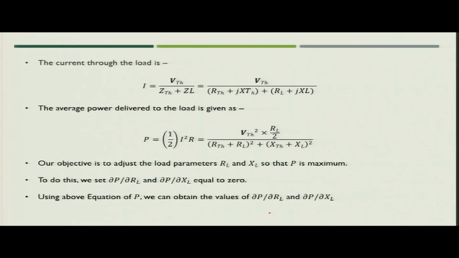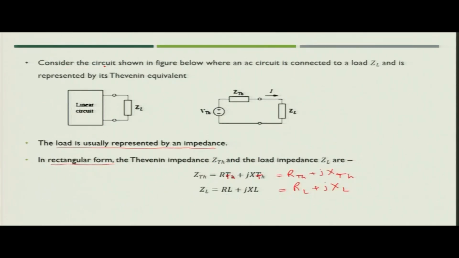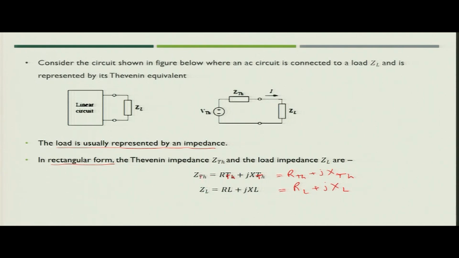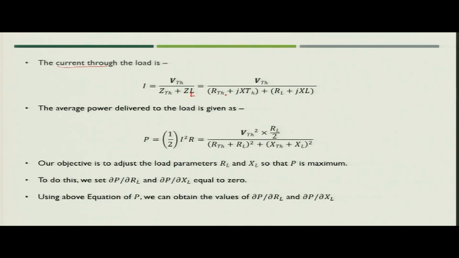Next, you need to find the current flowing through the load. What is the value of the current? Current is VTH divided by ZTH plus ZL. Now, you simply replace the values with the rectangular forms of ZTH and ZL, so you can write RTH plus jXTH plus RL plus jXL. Now you have the value of I.